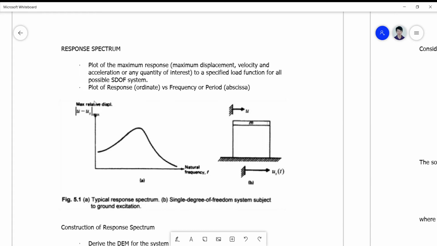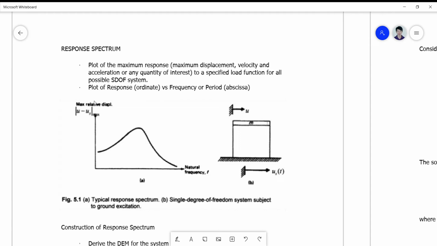Okay, before we leave the topic on SDOF system, I would like to discuss to you the concepts of response spectrum analysis because this is very important in the analysis of structures, considering dynamic behavior.